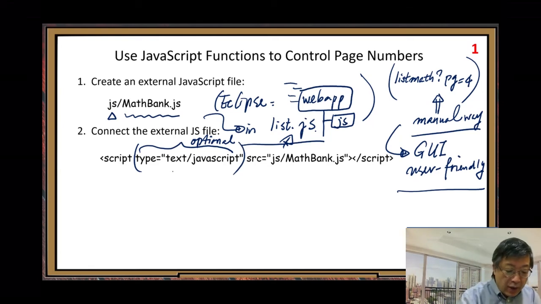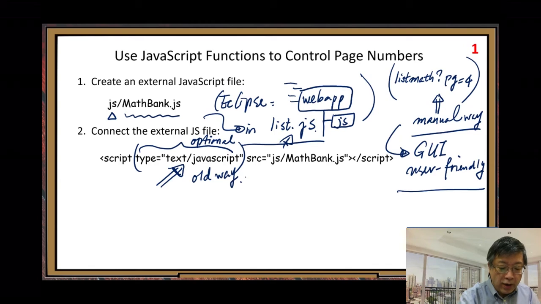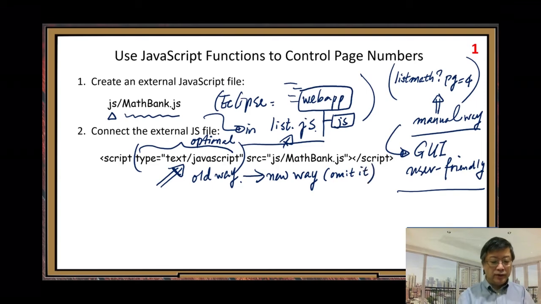Yeah. And actually, the way using type to specify the JavaScript type, this is the old way. The new way, omit it. Here, I put it here, I just want to explain the difference. All right. So that's the second step.